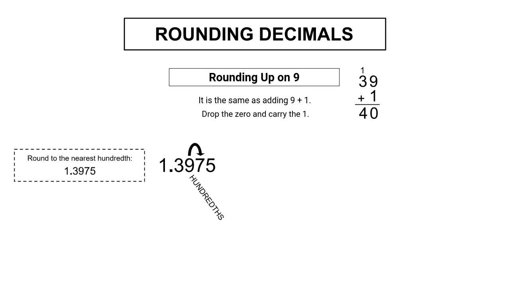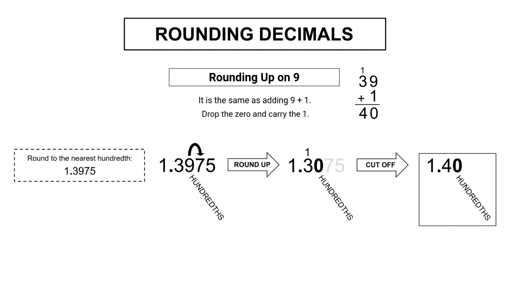It's going to work the same way with this one. We're going to round up. The 9 plus 1 is going to give you 10. That becomes a 0 in the hundredths place. We carry the 1. 3 plus 1 gives you 4. And now we're going to cut off everything after the hundredths place. The final answer will be 1.40.